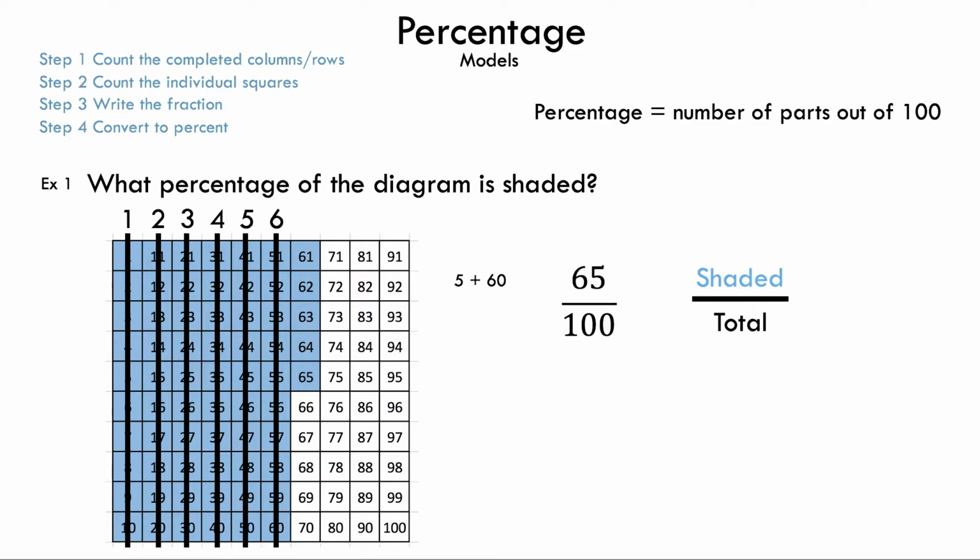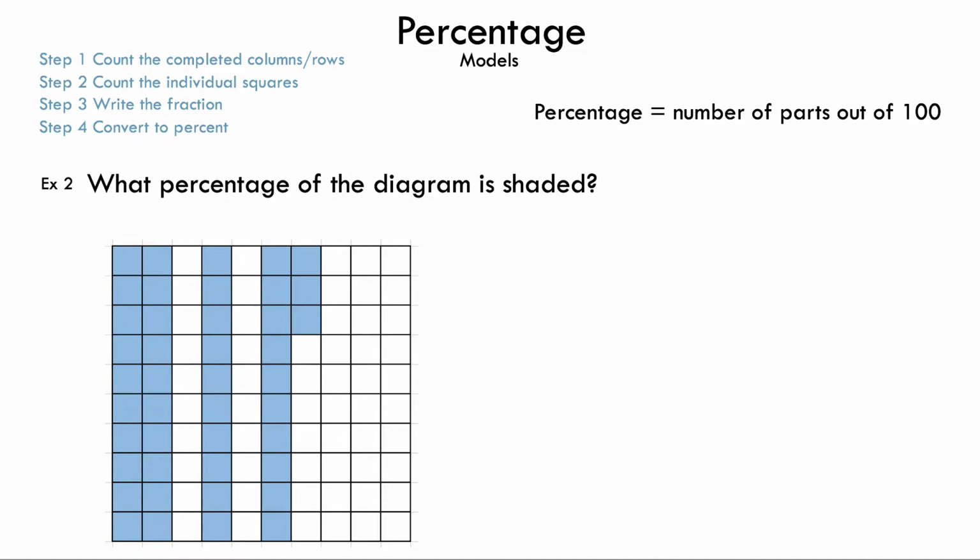Now we're going to use the percentage definition, a number of parts out of 100. Instead of writing out number of parts, we can just write 65 because that's the amount that is shaded. And instead of writing out of 100, we can use the percent sign to write 65%.